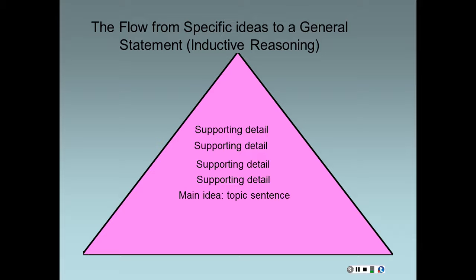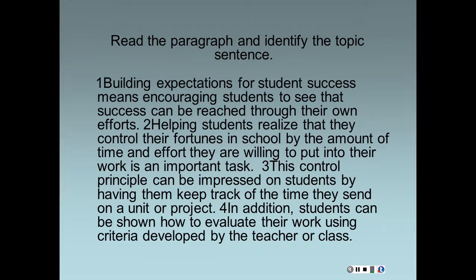This type of reasoning is often used in math and science to generate hypotheses and theories, and to discover relationships between details. It is also often used in argument. Now, read paragraph 5 and identify the topic sentence.